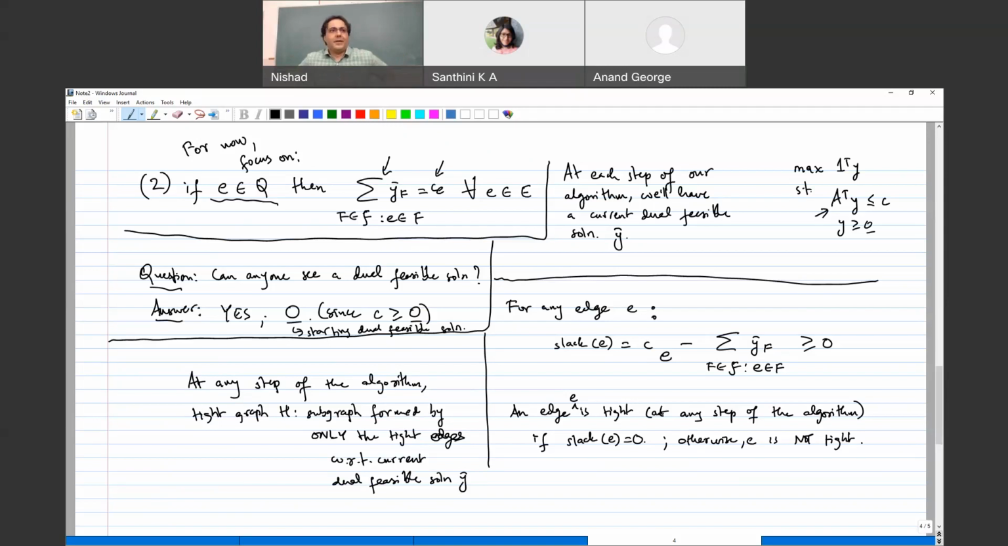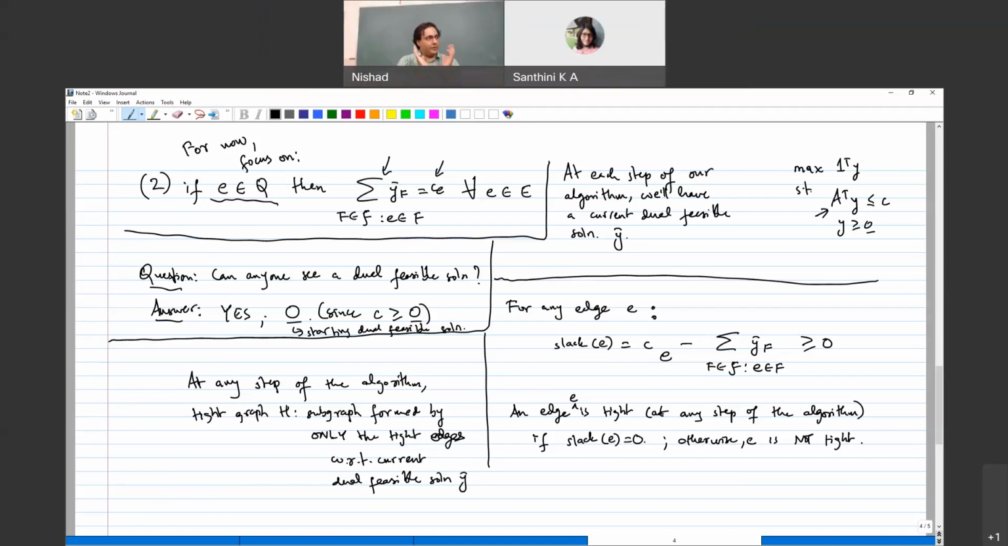That's all for today. We will continue with this example tomorrow, how to get to the next dual feasible solution. We will compute the tight graph at each step and see how that works. All right. Thank you.